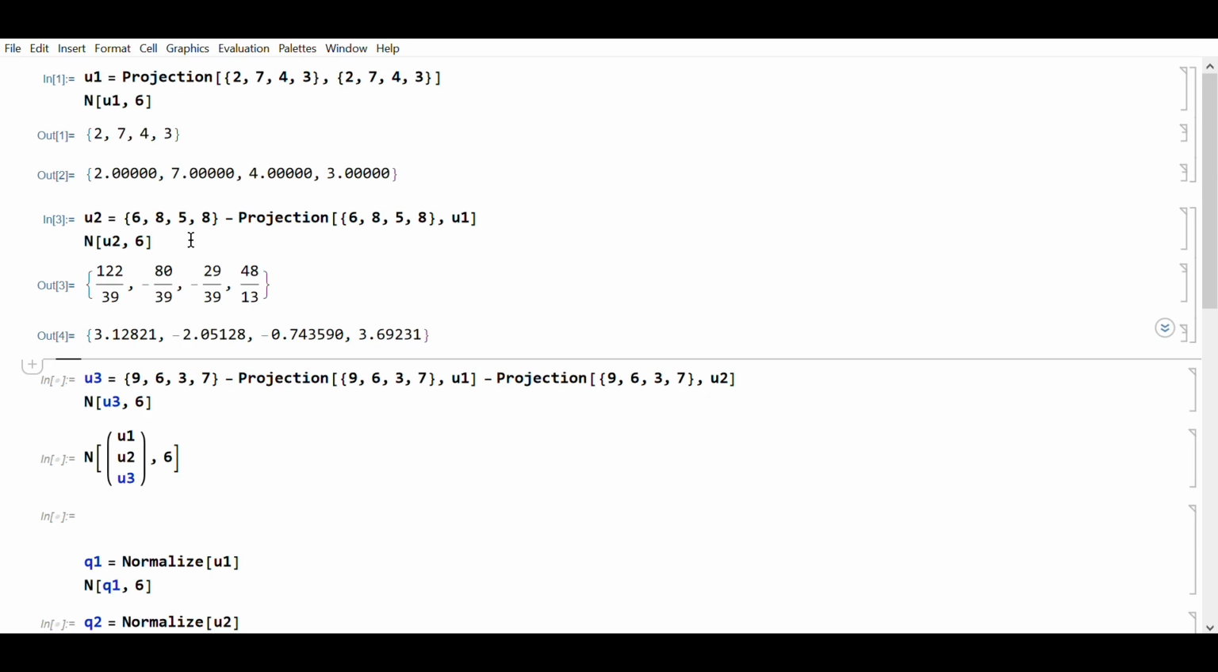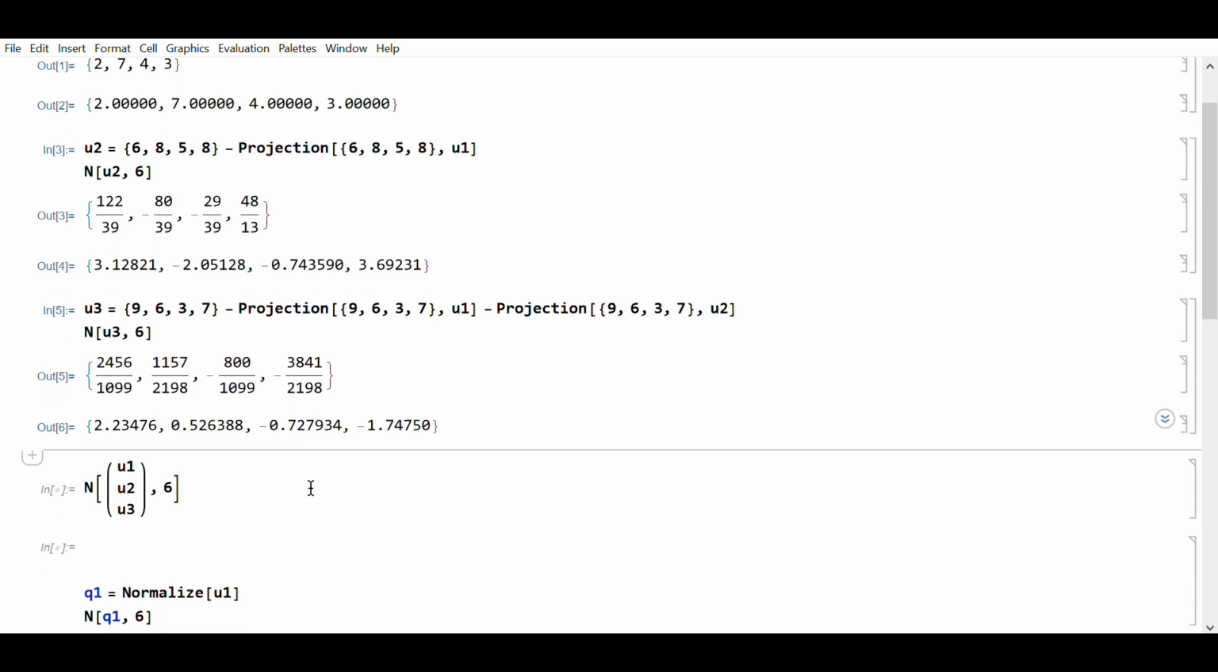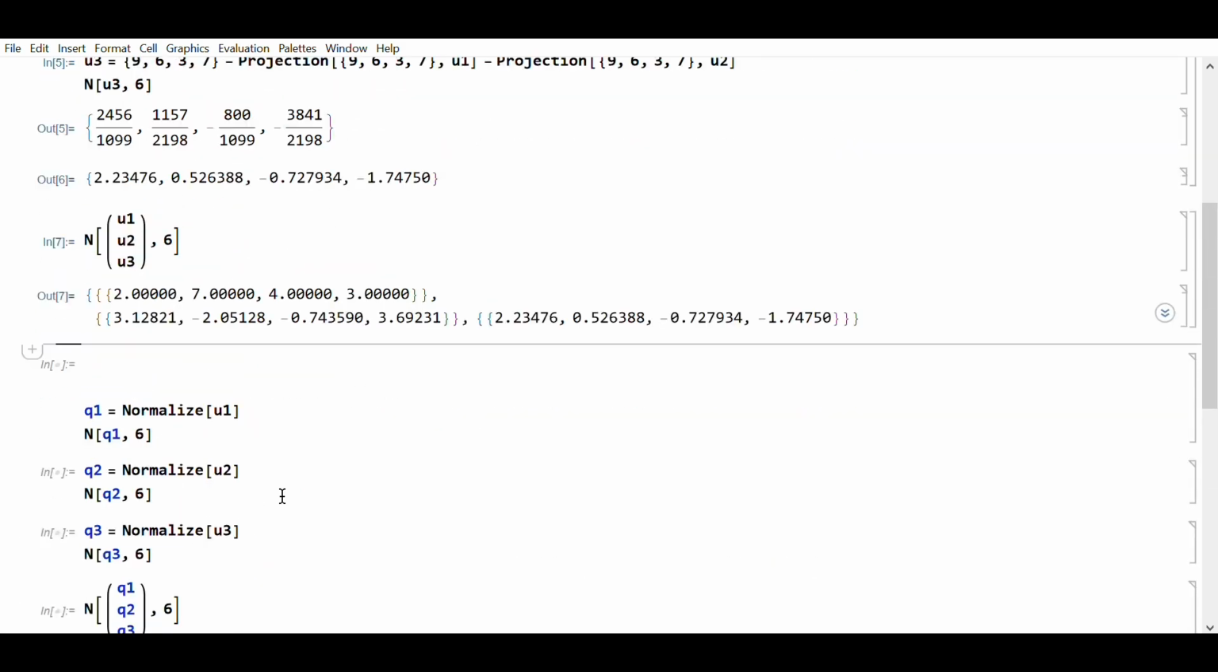And we're going to find U3, which is 9637, the third column from matrix A, minus the projection of 9637 on U1 minus the projection of 9637 on U2, and we will get U3 equal to 2.23476, 0.52638 at, negative 0.727934, negative 1.749 at, 1.74750. So then we will get the matrix like this.